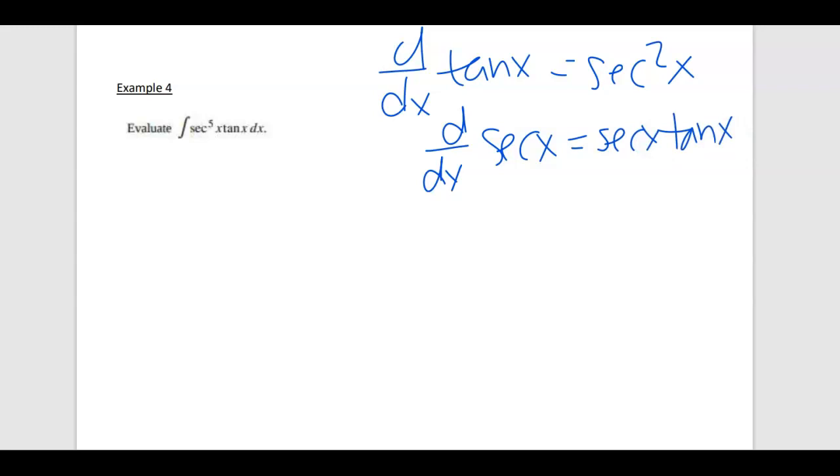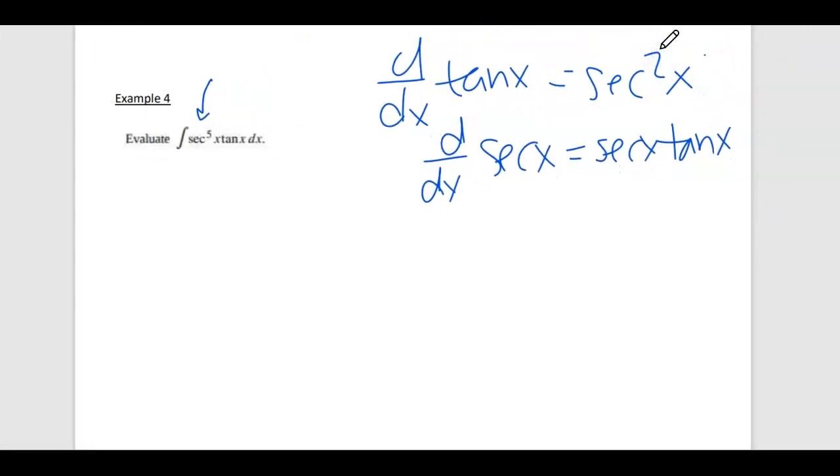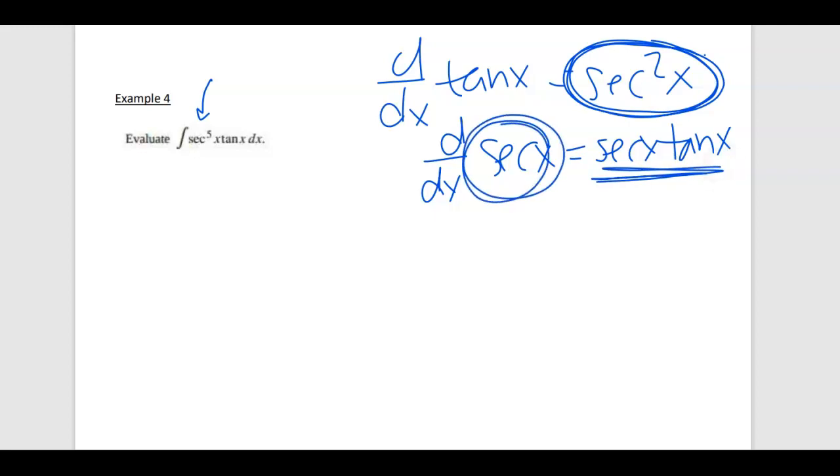So I don't think I'm going to be able to rewrite secant to the 5th power as something that's just secant squared. Sorry about that, y'all. That totally messed up. Like I can't rewrite that as something that is just secant squared. So instead, I'm going to rewrite secant tangent, and then I'm going to be able to do a u sub here.